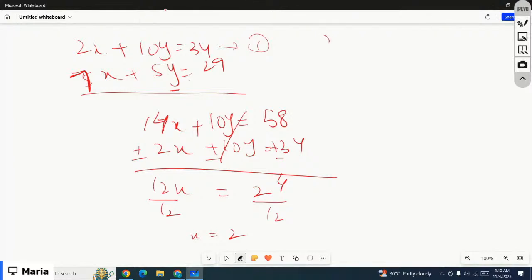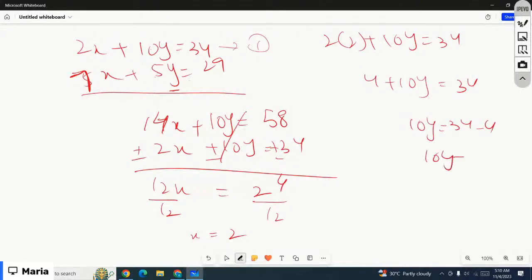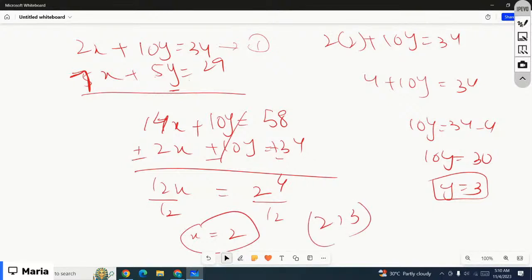Let's just put it in equation 1. 2 times 2 plus 10y equals 34. 4 plus 10y equals 34. That would be 10y equals 34 minus 4. 10y equals 30, so y equals 3. So the solution of the system of equations is 2 and 3, right?